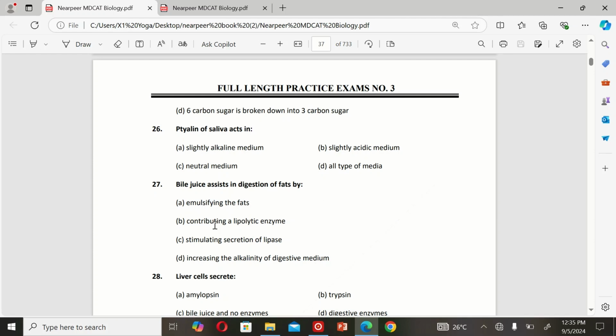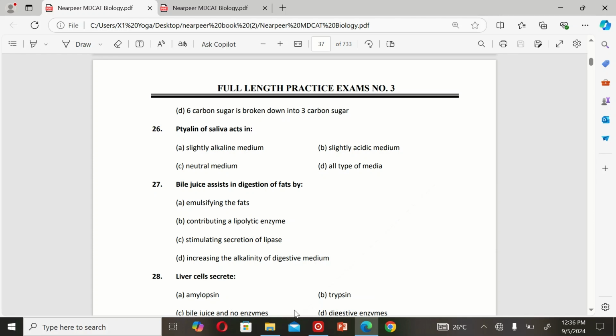The next MCQ is: bile juice assists in digestion of fats by A. Emulsifying the fats, B. Contributing lipolytic enzymes, C. Stimulating secretion of lipase, and D. Increasing the alkalinity of digestive medium. So the correct option is A. Emulsifying the fats.